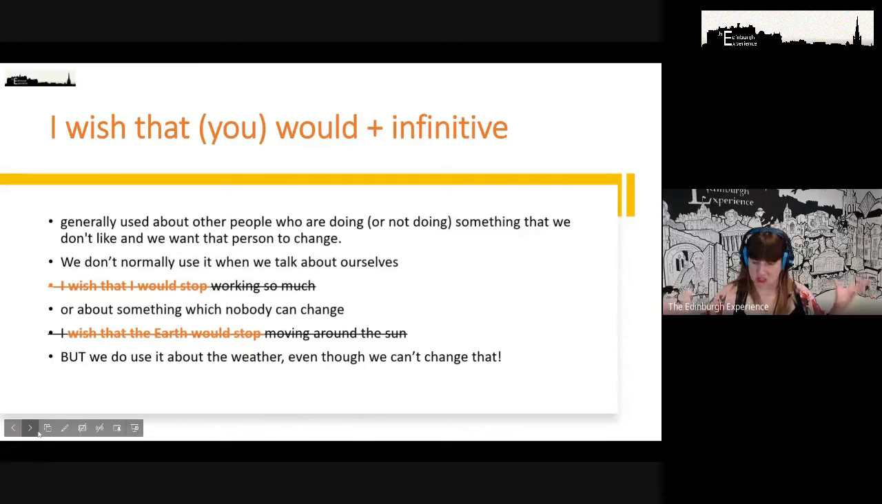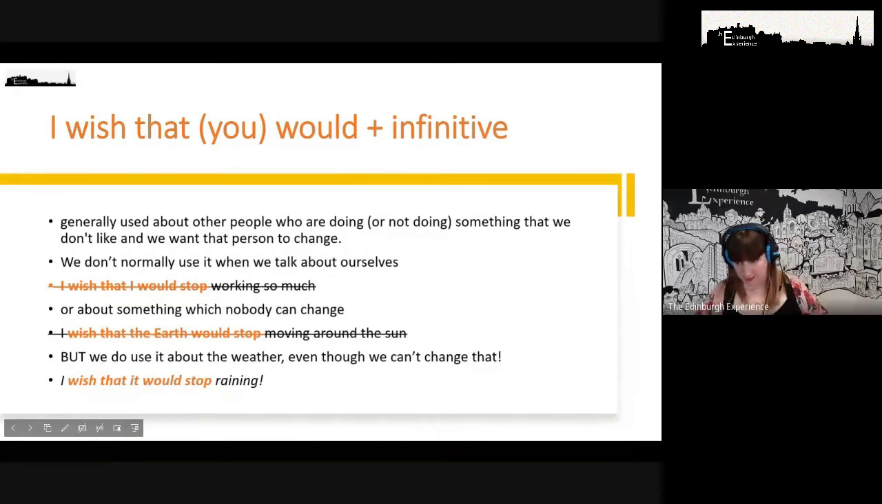But bizarrely, we do use it to talk about the weather, even though we can't change the weather. So we would say, I wish that it would stop raining, for example, okay? But it's much more generally used to talk about someone else's annoying habit, things that you don't want them to do, or that you would like to see differently, right? Like, I wish my sister would stop borrowing my clothes without asking, yeah?